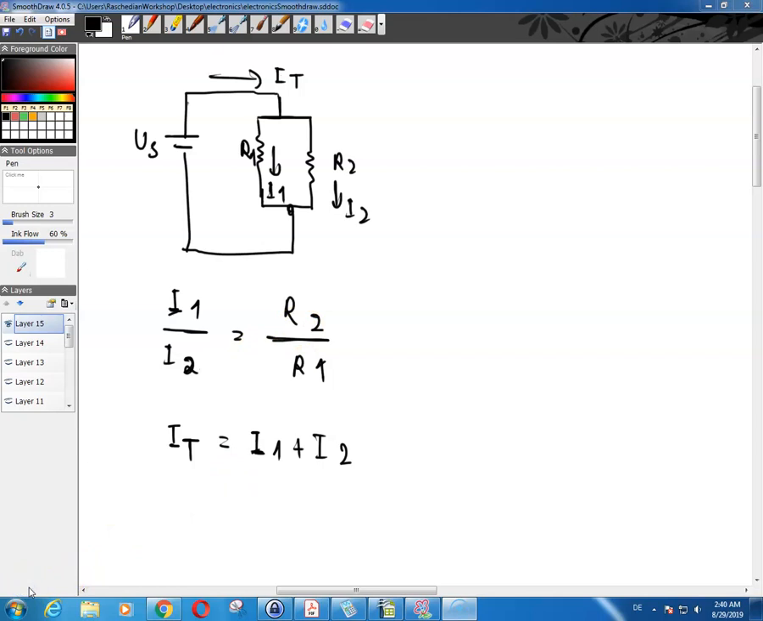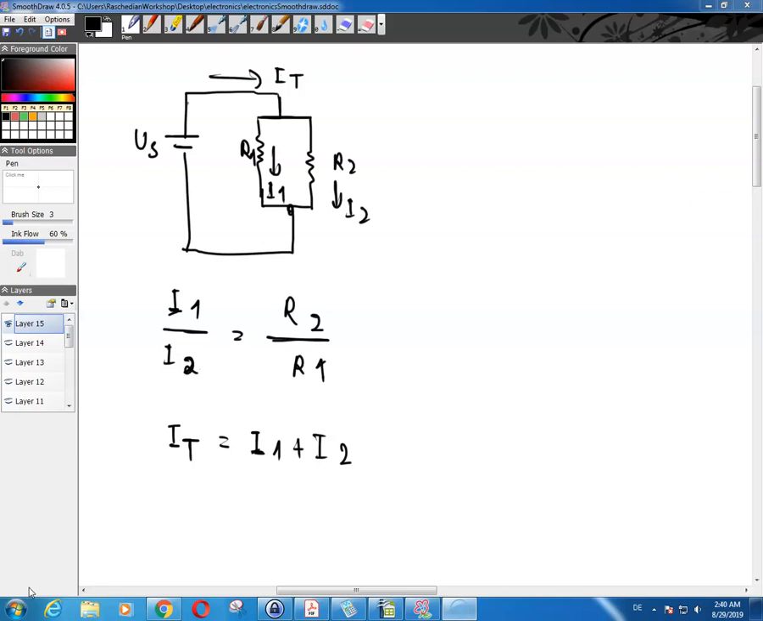Okay, so now let's solve a problem over here, which is: the values of two resistors in parallel and the total current flowing through the circuit are shown in this figure. What is the current through each individual resistor?